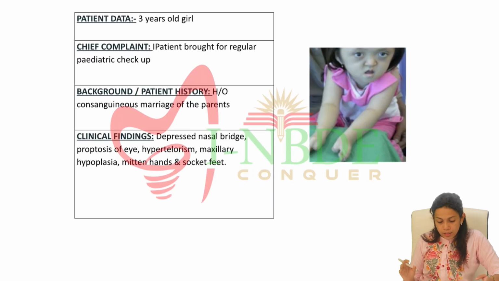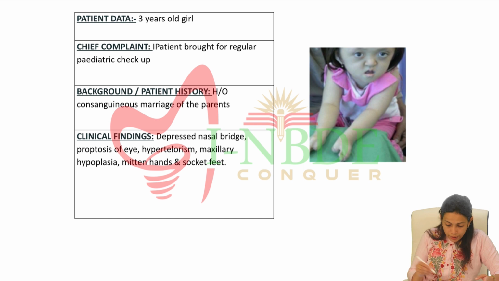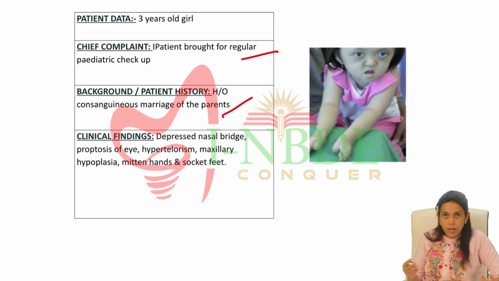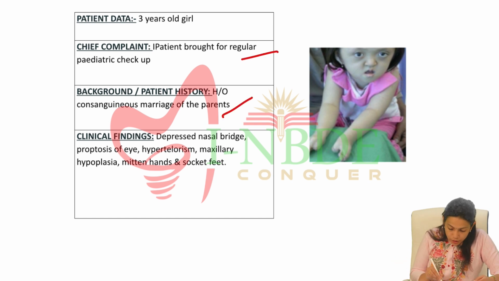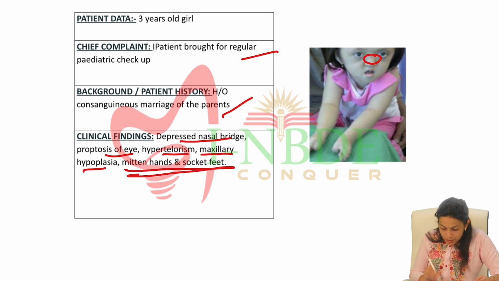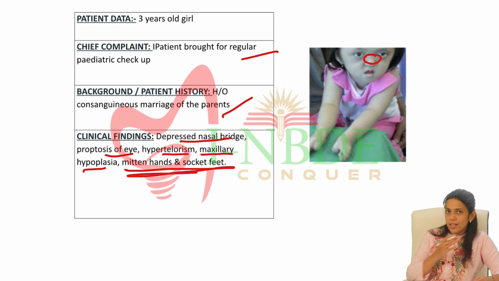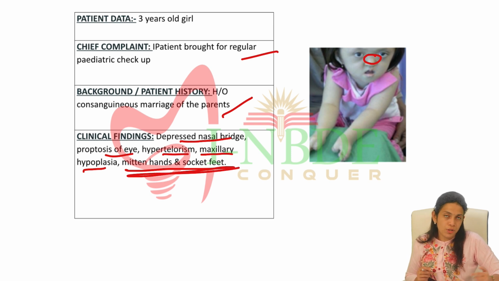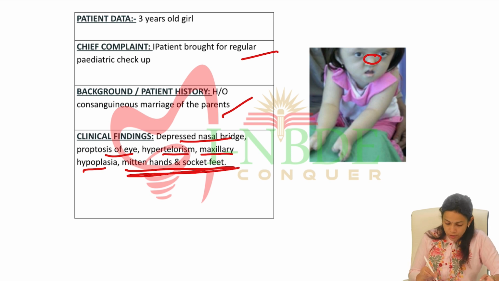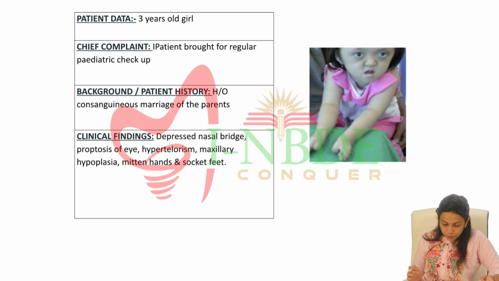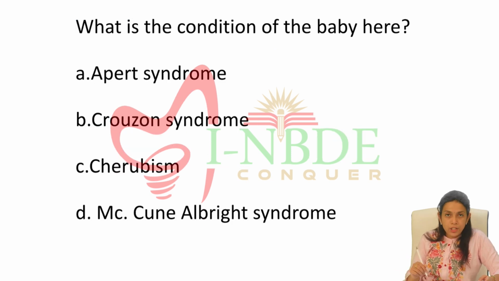So here it is a 3-year-old girl, regular pediatric checkup, consanguineous marriage, so genetic abnormality. So there's a depressed nasal bridge. So the nasal bridge is gone. Proptosis of the eye, hypertelorism, maxillary hypoplasia, mitten hands and socket feet. Just now I have told in the options in the previous question. Okay, so this is our key point. Obviously the depressed nasal bridge is also our key point. So now what's the condition here?